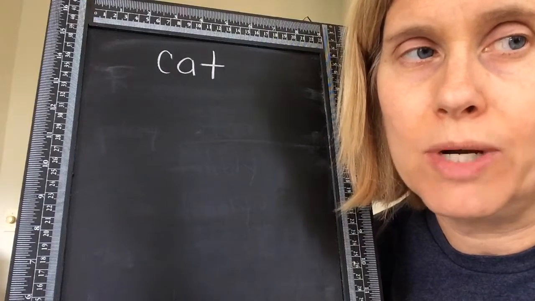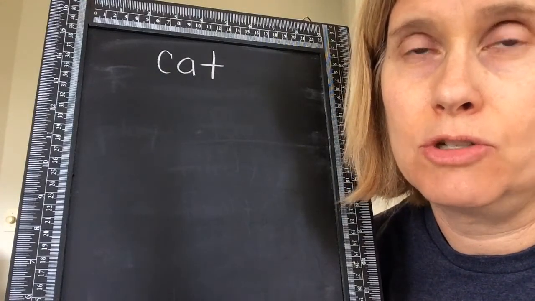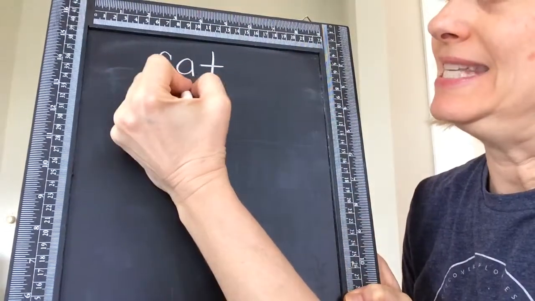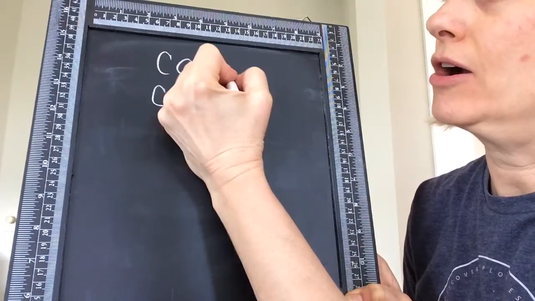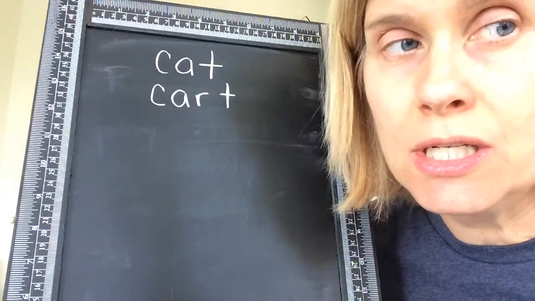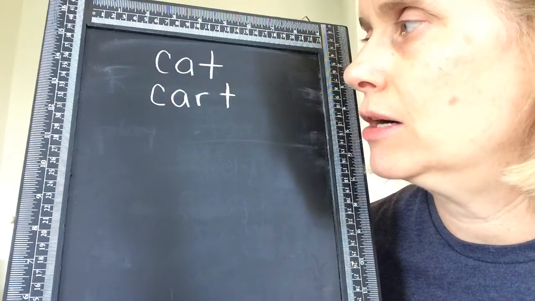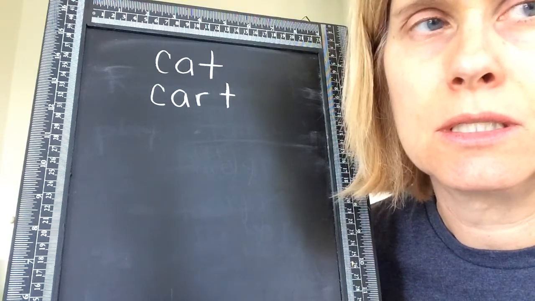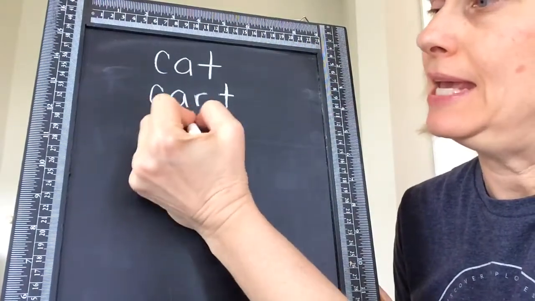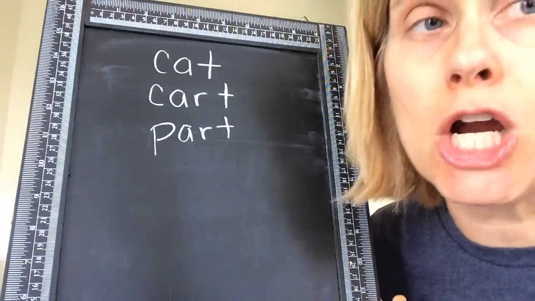Now you're going to change cat into cart. So remember, think about where's that R going to go to make it cart. Do you remember that? Right, it's going to go after the vowel. So it's going to be C-A-R-T. Okay? So now you're going to change cart into the word part. Like I need a part for my car. Part. What's it going to start with? If you said P, you are right. P-A-R-T.